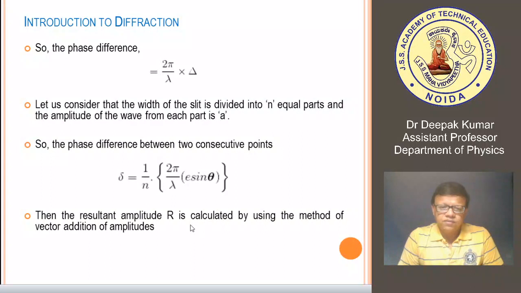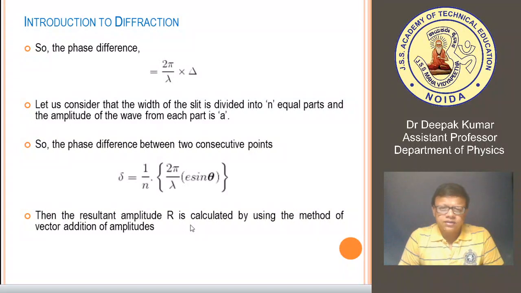So because my maximum phase difference between the two extreme rays will be equal to phi, which is 2 pi by lambda into delta, my individual phase difference between any of the two consecutive points will be delta, which is 1 by n times the maximum phase difference. So delta is 1 upon n, 2 pi by lambda into e sine theta.